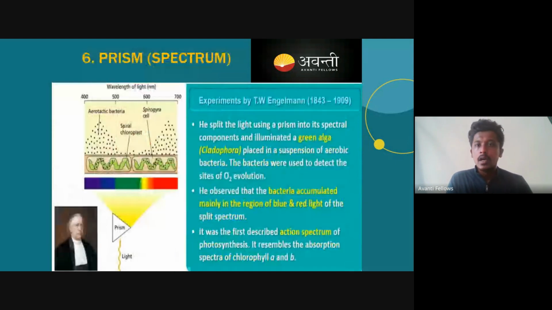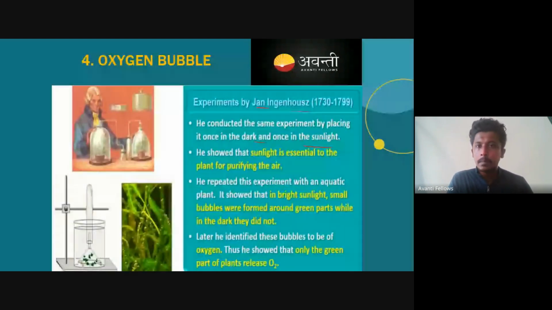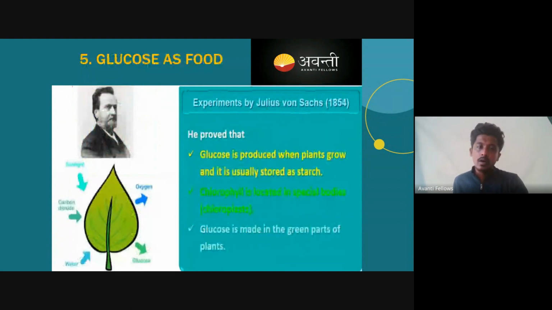Now after Priestley, Jan Ingenhousz showed that the plants in the dark did not carry out photosynthesis and did not purify the air, whereas the ones in the sunlight started purifying the air, or started producing oxygen. He also continued his experiments where he took aquatic plants and showed that whenever there is bright light, they start forming small bubbles, and these bubbles were nothing but oxygen. So he is the one who identified oxygen.